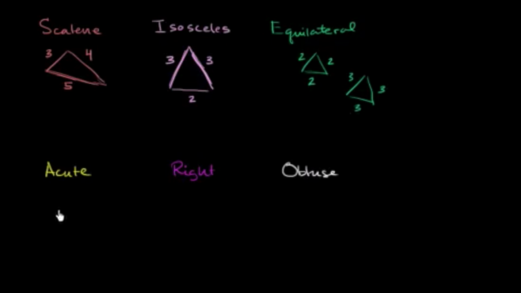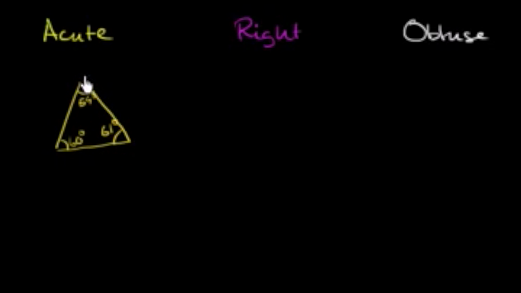Now, down here, we're going to classify based on angles. An acute triangle is a triangle where all of the angles are less than 90 degrees. This would be an acute triangle. Notice all of the angles are less than 90 degrees. So less than 90-degree angles for all of them.